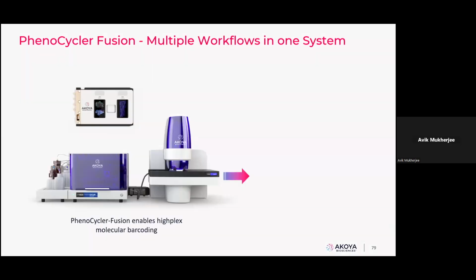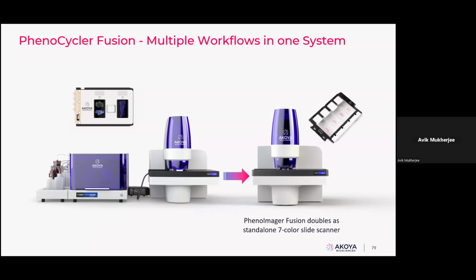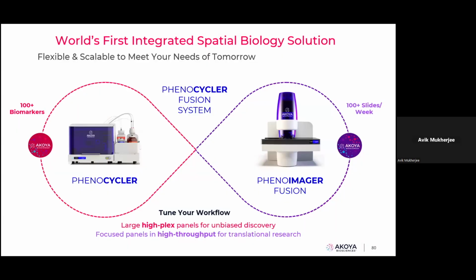So the instrument PhenoCycler-Fusion can work as a high-plex when you are using it in combination with the Codex box or the PhenoCycler box, or alone, it can take in 4 slides, which can image up to 7 colors and give you high throughput data. So you can go between hundreds of markers, hundreds of slides.